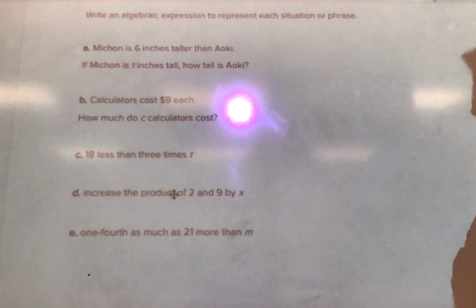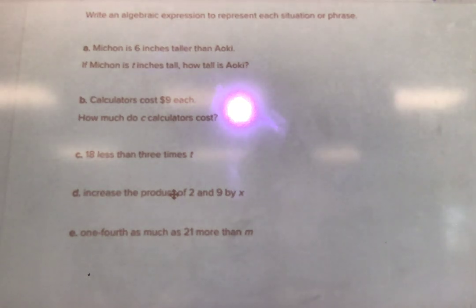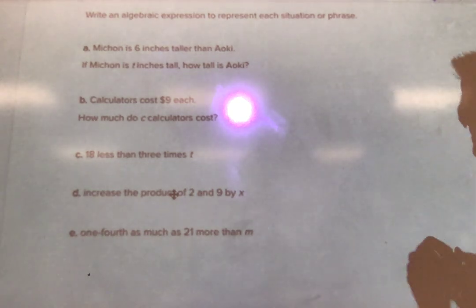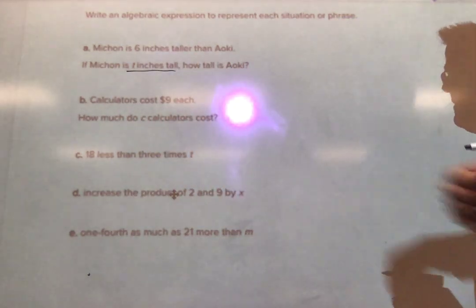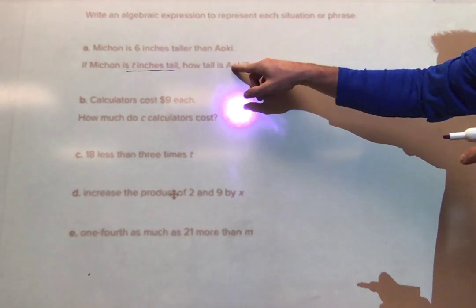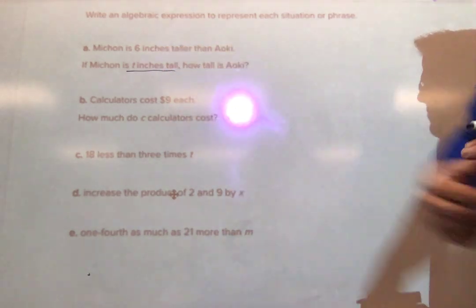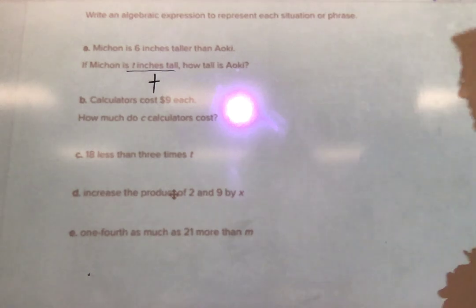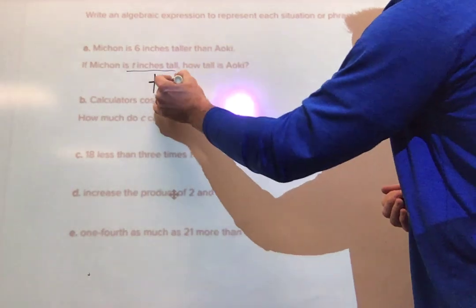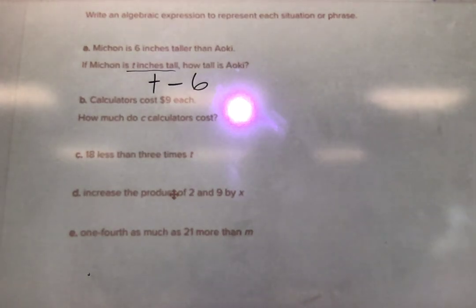So in question A, we've got Mikan is 6 inches taller than Aoki. So when I study that, I know Aoki is shorter by 6 inches. Now they're going to tell me if Mikan is T inches tall. So I know Mikan's height, we're going to call it T. It represents Mikan's height. How tall is Aoki? Now I know Aoki is shorter because Mikan is taller. So if I know Mikan's, I can call that T to represent Mikan, whatever that height is. And then to get Aoki, I would have to subtract 6 because I know Aoki is 6 less than Mikan.